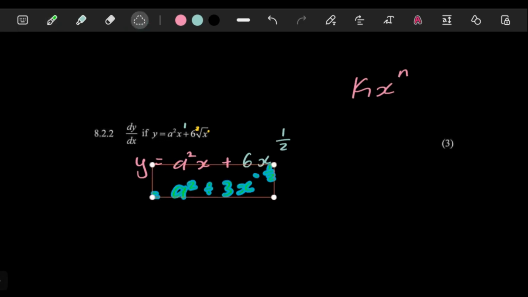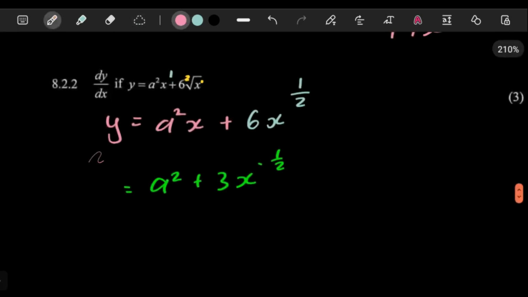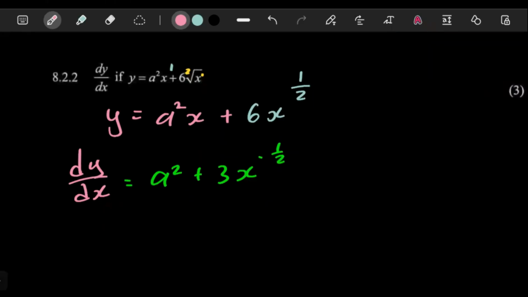So this is what we have here. So this is what our dy over dx is. Dy over dx. So let's keep it moving. So moving on.